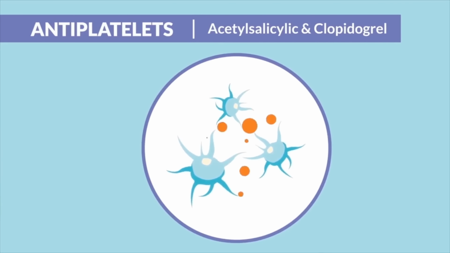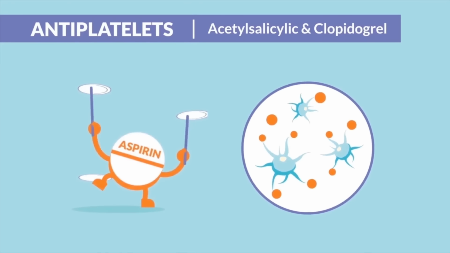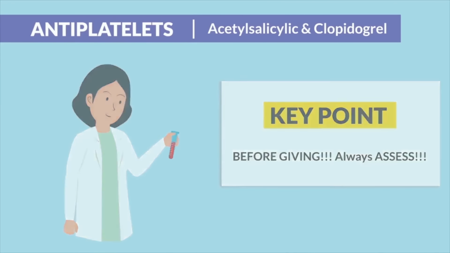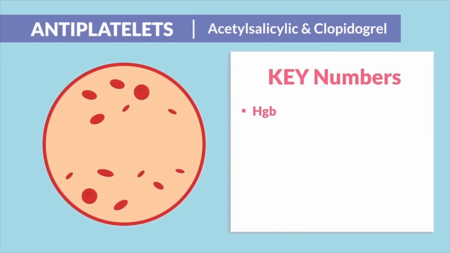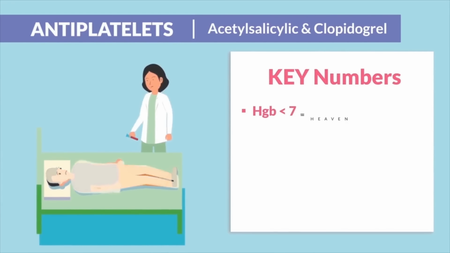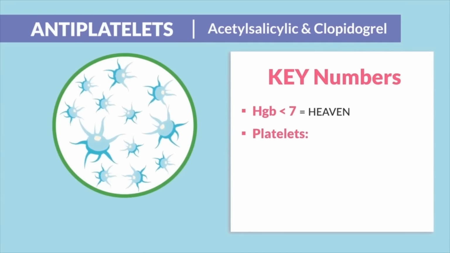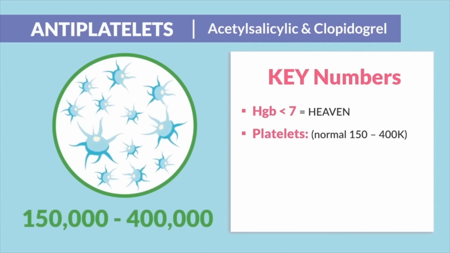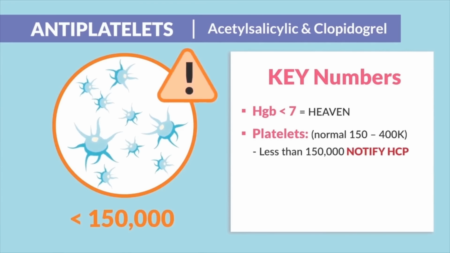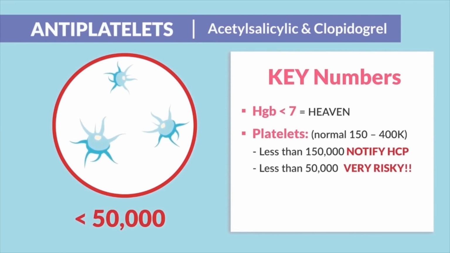Now, the mechanism of action, guys, it's very simple. They prevent the platelets from aggregating together or clumping up, sort of like spreading them out like a bunch of plates. Now, the key points before giving, we always assess. So the key numbers here are hemoglobin levels. Anything less than 7, just think you might be sending your patient to heaven. Huge bleed risk there. And also platelets, normally between 150 to 400. So anything less than 150 is very iffy. Always notify the HCP. But less than 50 is very risky.